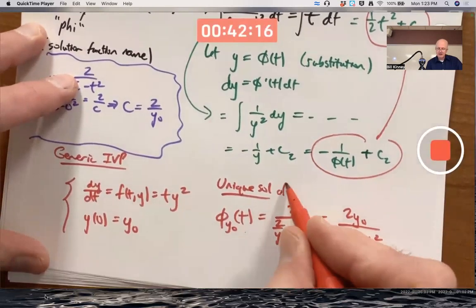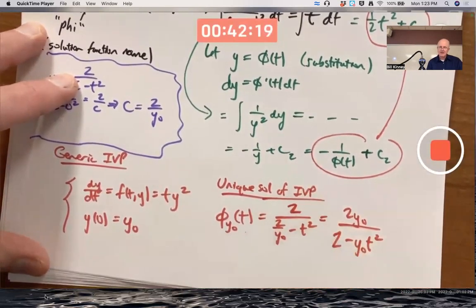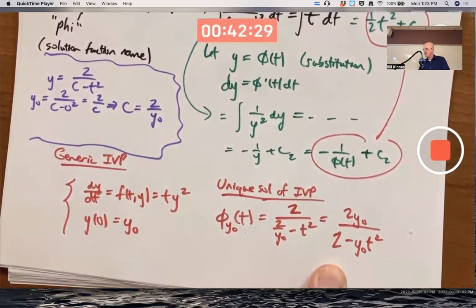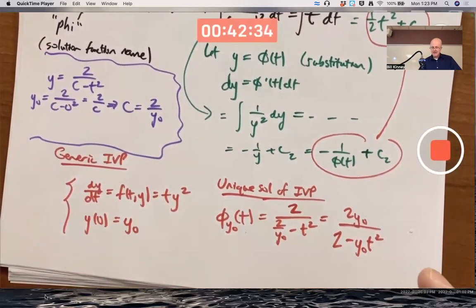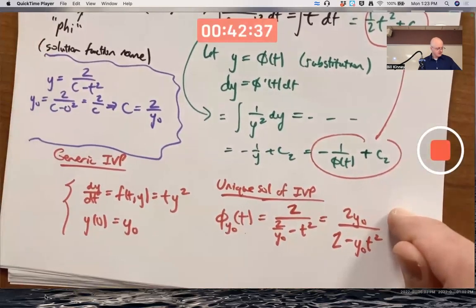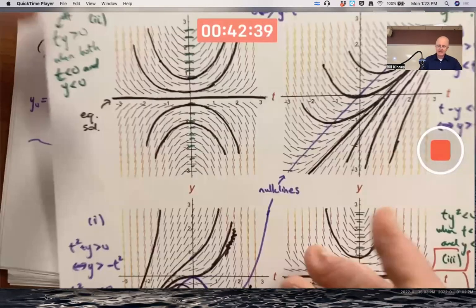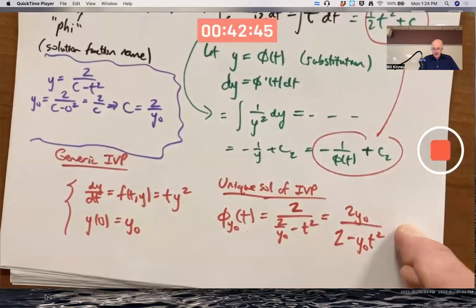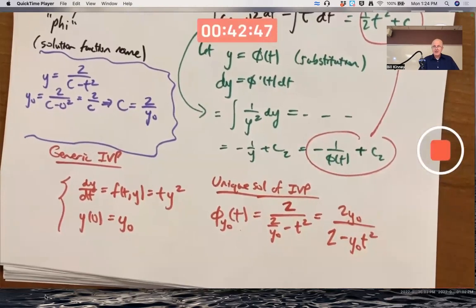This is the unique solution of the IVP. I'm thinking of y naught as constant, but as a fixed constant, not an arbitrary one. This becomes a function of t. And notice something amazing. If y naught is 0, if I'm on the equilibrium solution at 0, this is always 0. I get a 0 up there. So even though I can't plug in y naught equals 0 there, I can plug it in here and it works. Amazing.